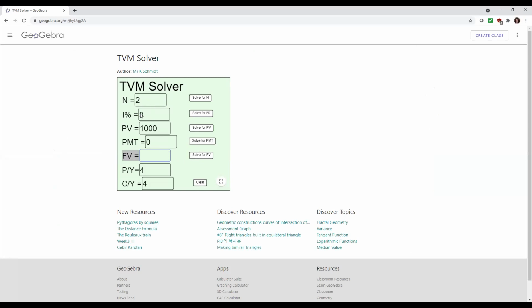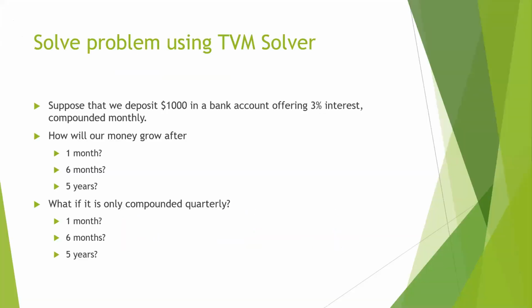We still have a 3% interest rate. We still started with $1,000. We're compounding and we have 4 periods per year because it's quarterly. So now we'll solve for our future value. All right, and the last one is what if we compound quarterly for 5 years?